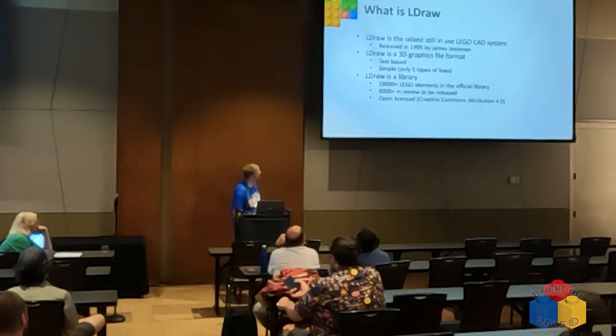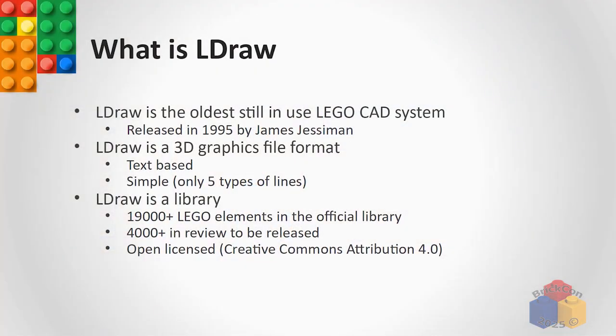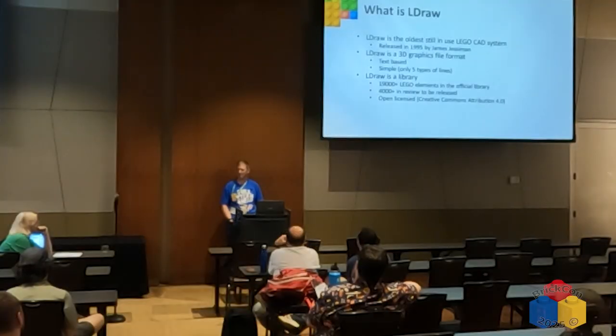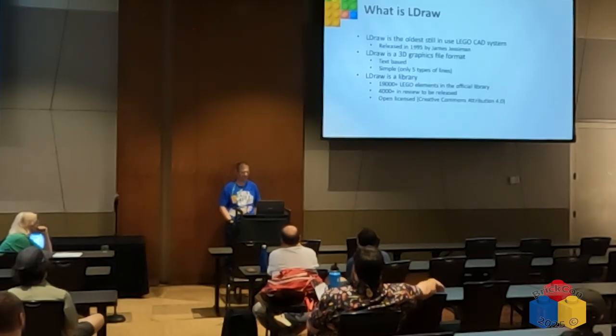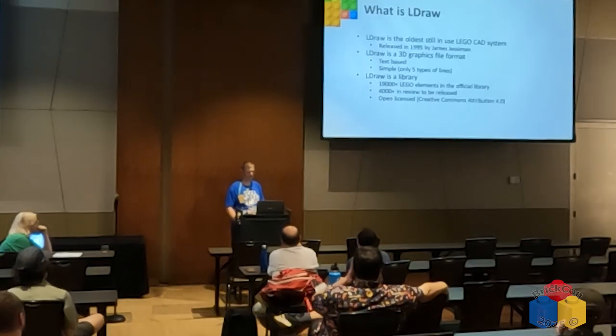I didn't update these numbers for this website this year, so I'm pretty sure we're well past 19,000 parts in the library, which, if you think about it, is probably a small drop in the bucket of actual Lego produced pieces. We have much more than 4,000 parts in review. I think we're somewhere in the realm of 8,000 right now.